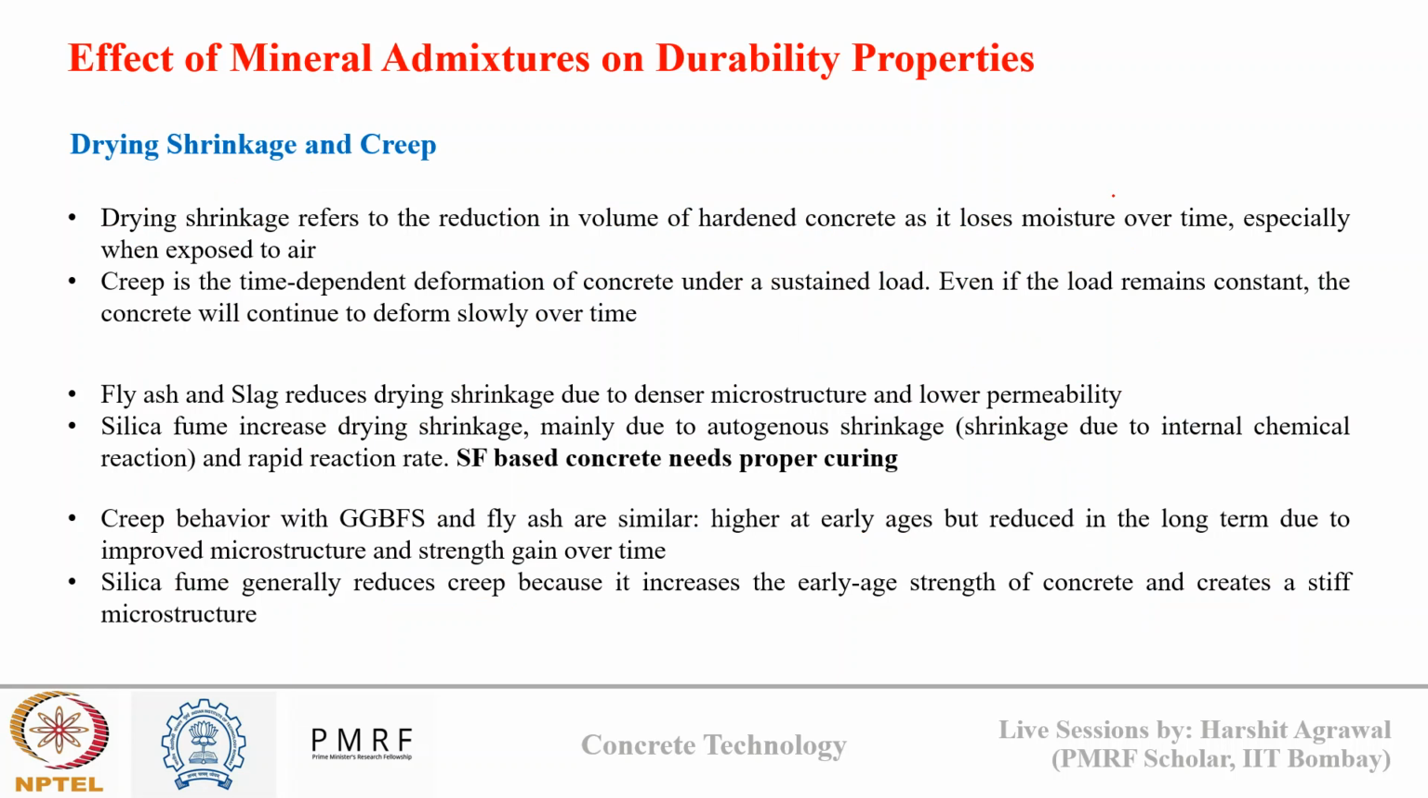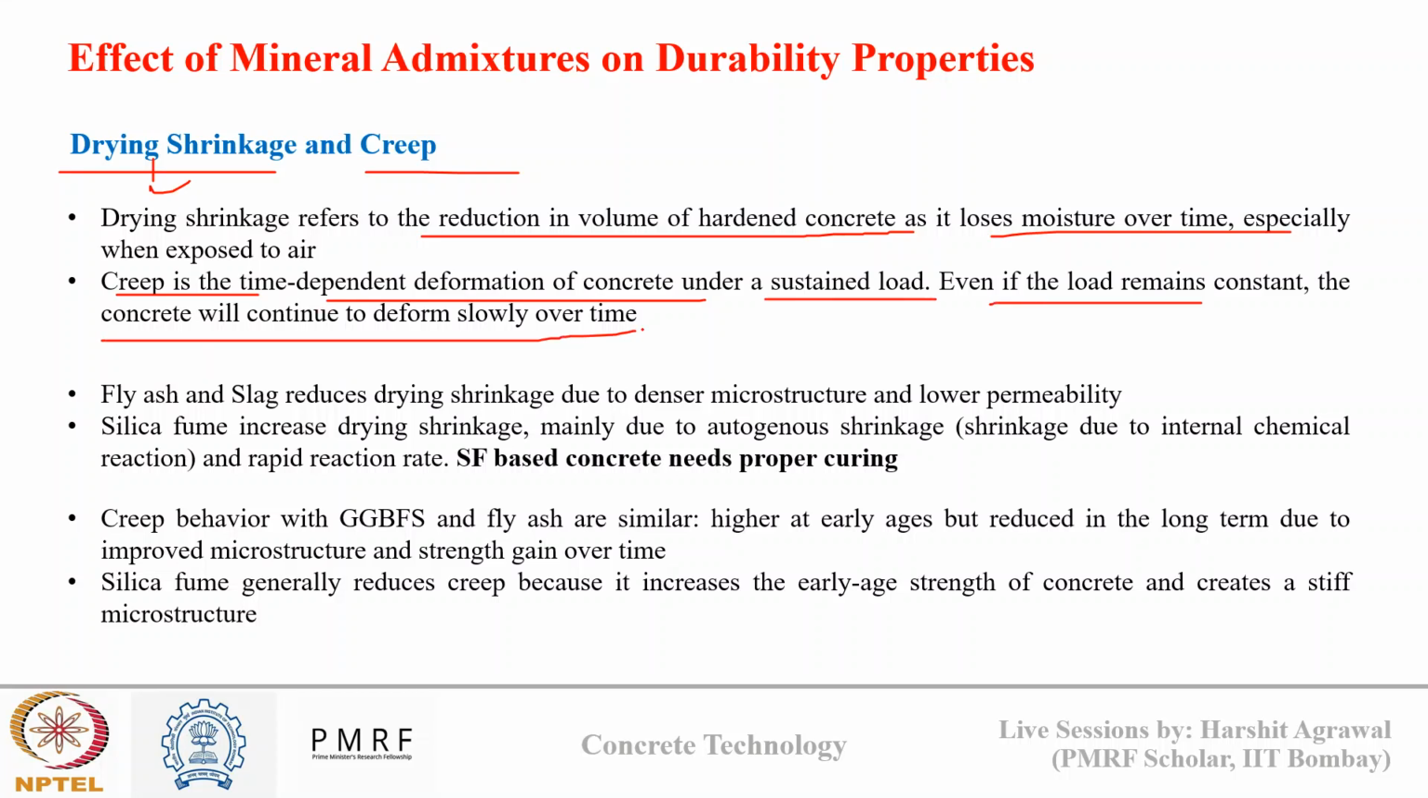After mechanical properties, we have durability properties, in which first we have the effect of mineral admixtures on drying shrinkage and creep. So what is drying shrinkage? It refers to the reduction in volume of hardened concrete when it loses moisture over time. Whereas creep is the time dependent deformation of concrete under sustained load. If the load remains constant, concrete will continue to deform slowly, and this property of deformation of concrete under loading is known as creep.